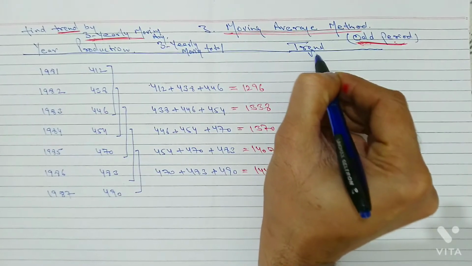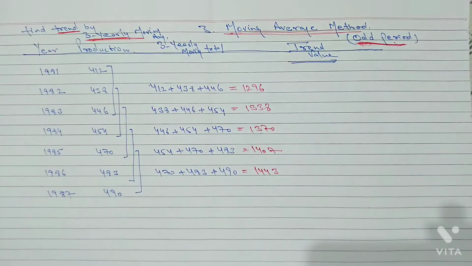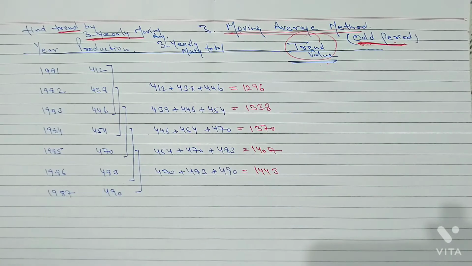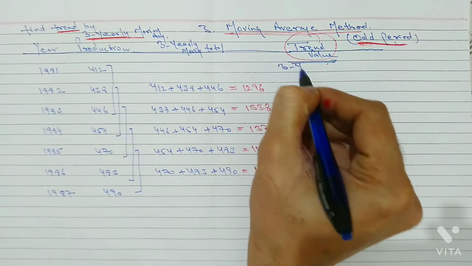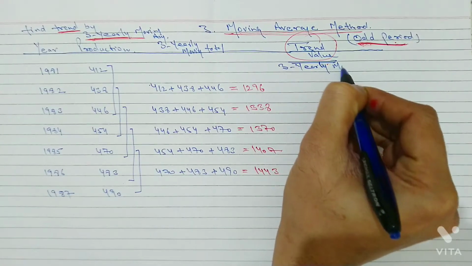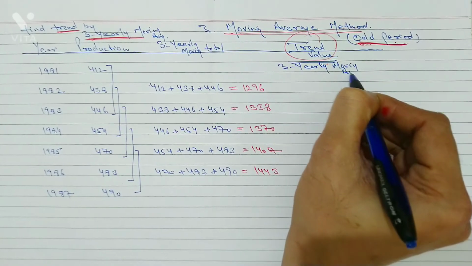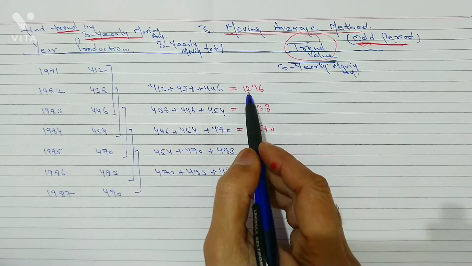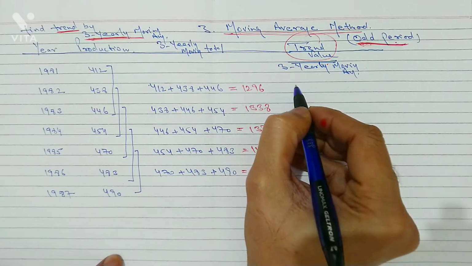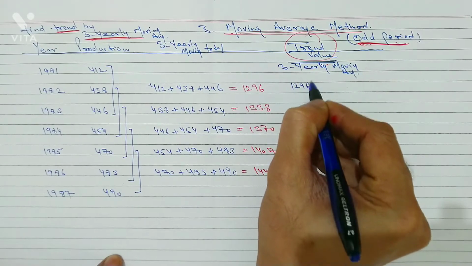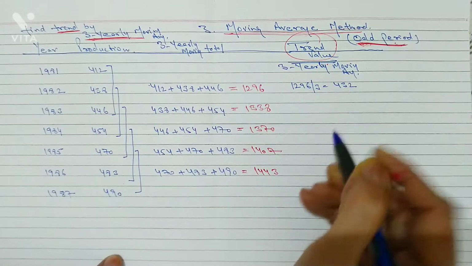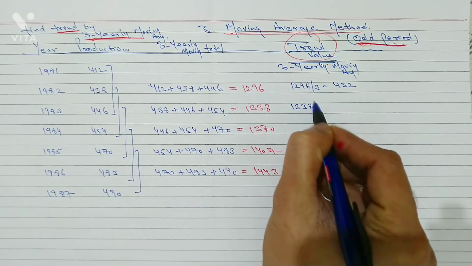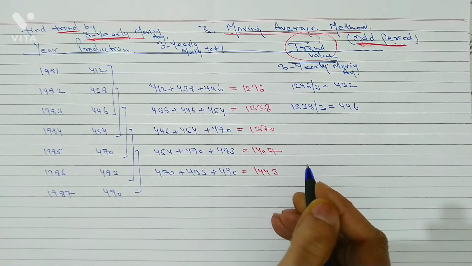Next is trend value or trend. Trend is 3 yearly moving average. 3 yearly moving average means 1296 divided by 3. 1296 divided by 3 comes out to be 432. Then 1338 divided by 3 equals 446.